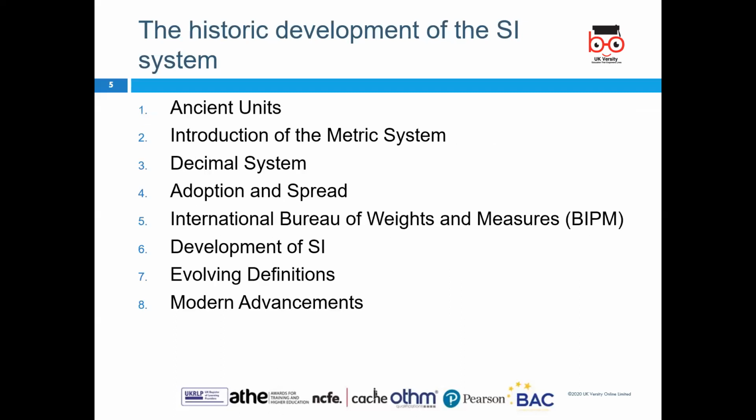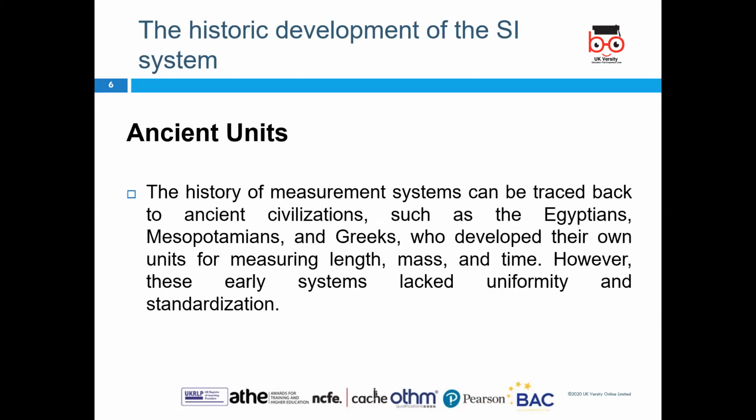So the next one is the historical developments. We will cover the different phases such as ancient units, introduction to the metric system, the decimal system, the adoption and spread, and the International Bureau of Weights and Measures, which maintains basically the gram and kilogram units. Then we have the development of SI, the evolving definitions, and modern advancements.